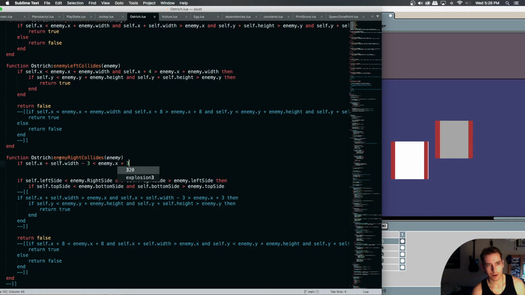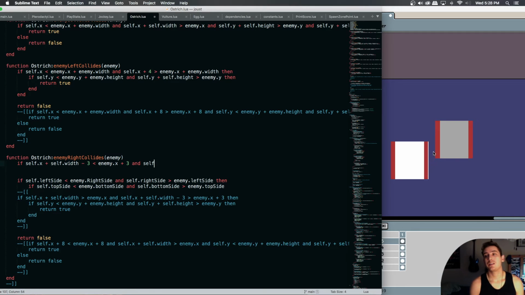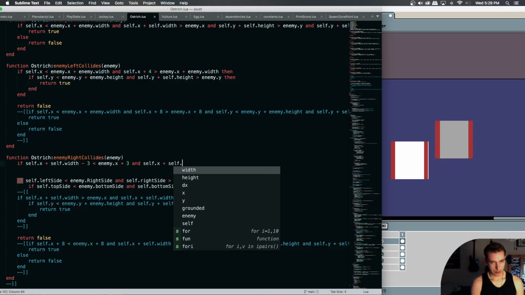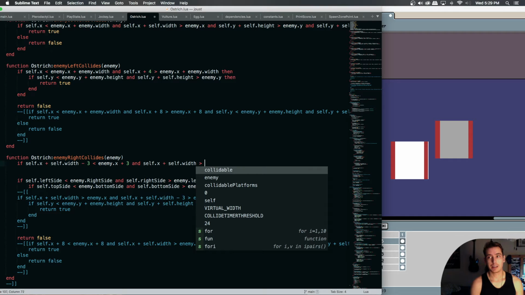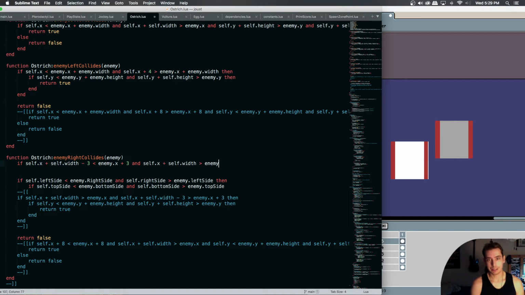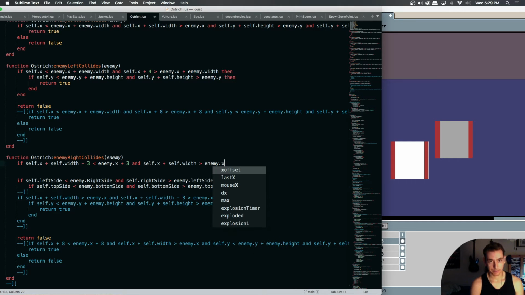So yeah, we're seeing if our left side is smaller than the enemy's right side, and we're seeing if our right side, which in this instance is actually our right side. Ignore the white border there. This is actually our x plus our width for our right side, and we're trying to see if the right side is bigger than the leftmost side of our enemy. And in this case, this is actually just our enemy's x.